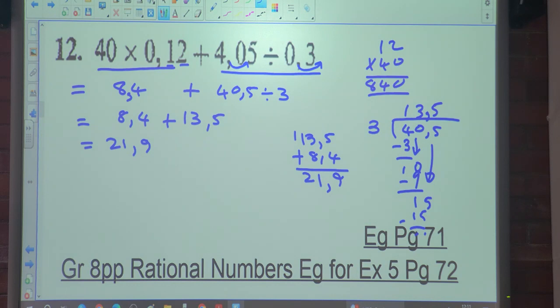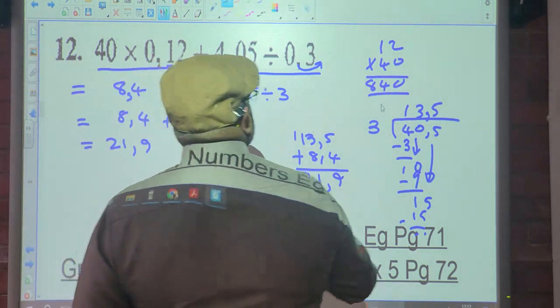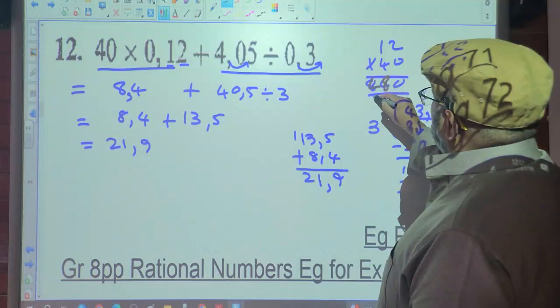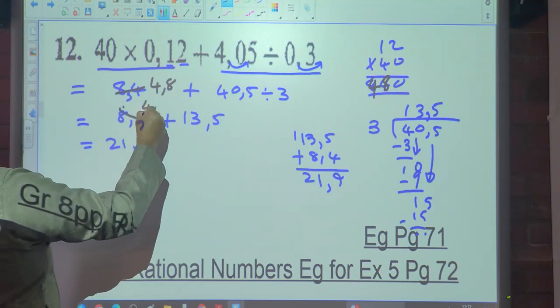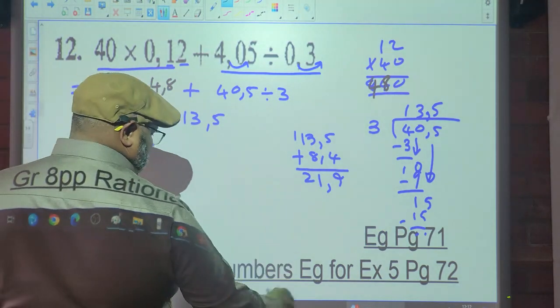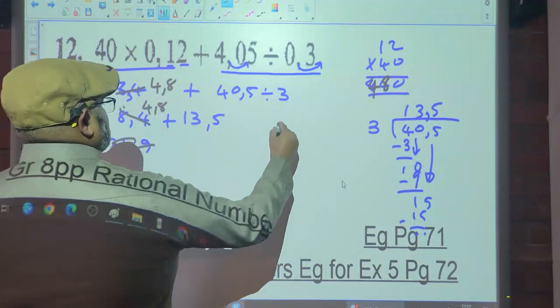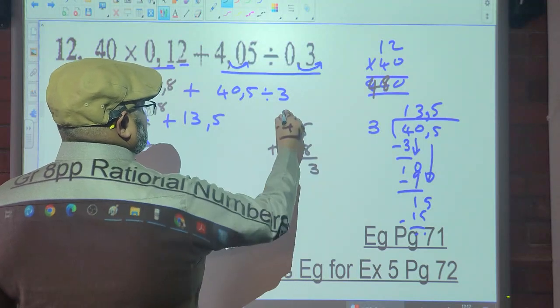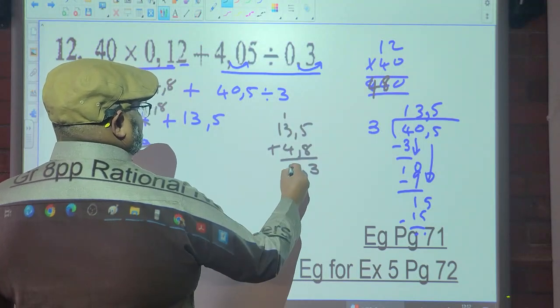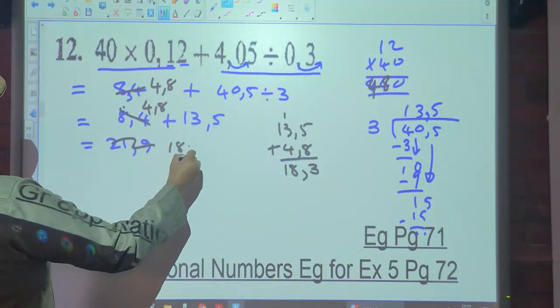Okay. Now by mistake here, it's supposed to have been 84, not 48. So it's 13.5 and 4,8, we'll add that. 13.5 plus 4.8 is 18.3. Sorry about that.